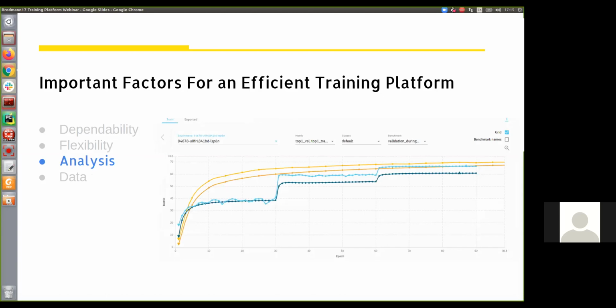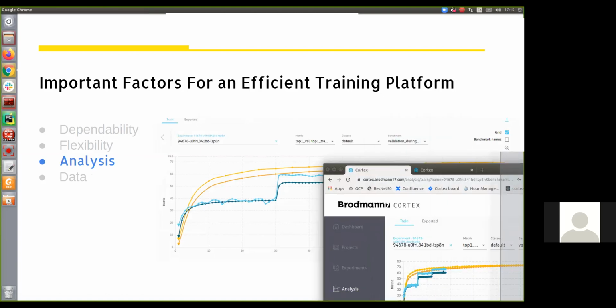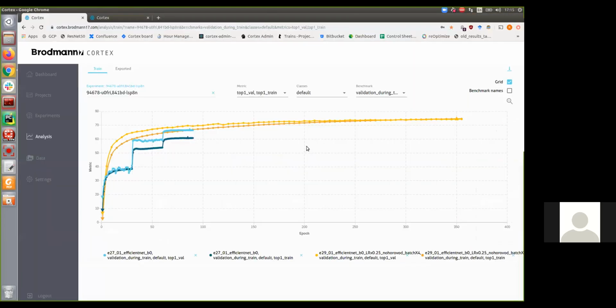So let me dive in and show you some examples from our platform. What you see here is a plot of accuracy over time. Actually, let me just go right in here. So this is an interactive view of our platform. I said that the x-axis represents time, training time, and the y-axis represents the value of the metric that I've chosen here. Let's focus on these two lines here, the brighter orange and the darker orange.